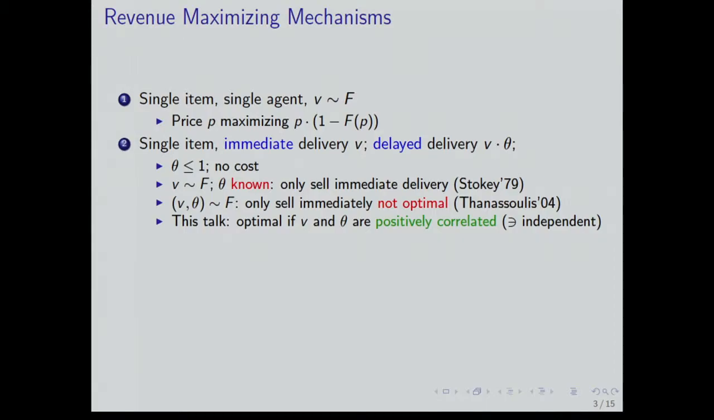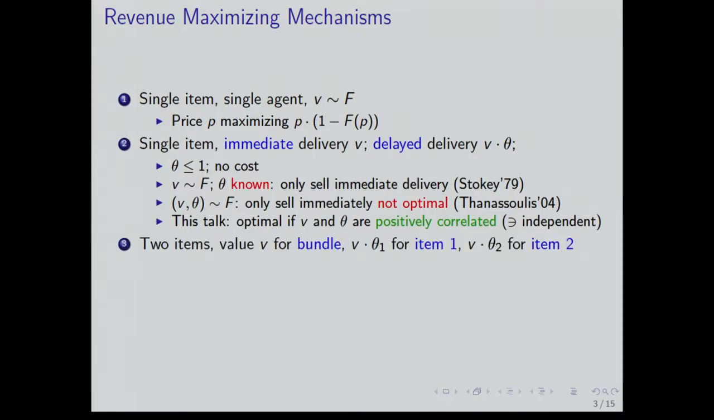And in particular, we're going to show that if v and theta are positively correlated, I'm going to make this precise later, then the optimal mechanism is to just offer a price for immediate delivery. Again, I'm going to make this formal later, but for now, notice that if v and theta, for example, are independent, we can show that the optimal mechanism is to only offer the immediate delivery.